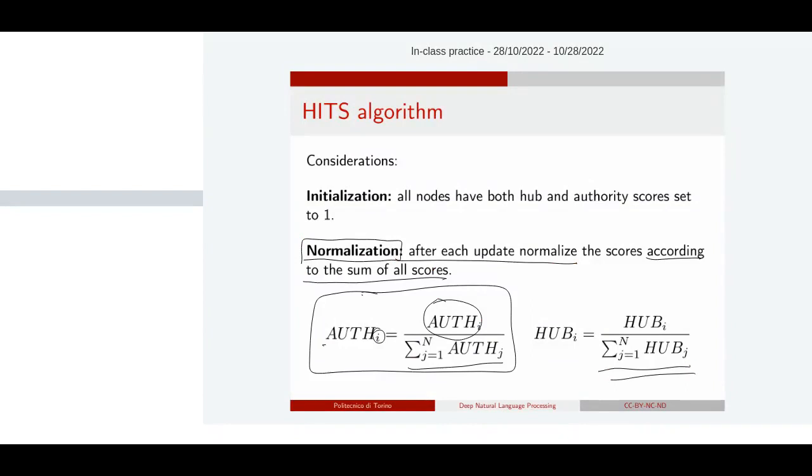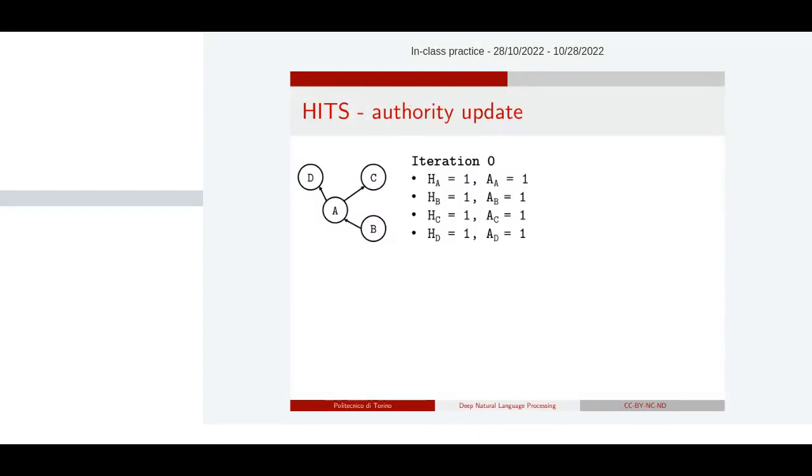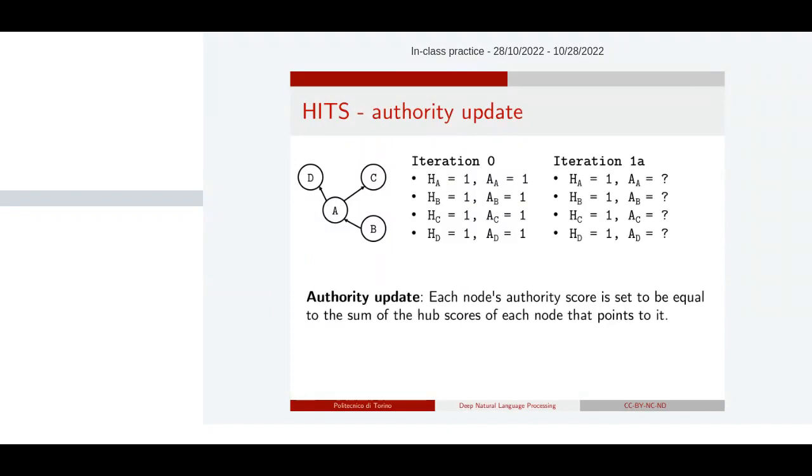We have this normalization summing up all the hub scores for all the nodes in the base set. Okay, so we have a simple example here. We have iteration 0. We initialize everything with 1, so we have 1 for both the hub score and the authority score for all the nodes. Here I'm representing the graph for which we want to compute the hub and the authority scores.